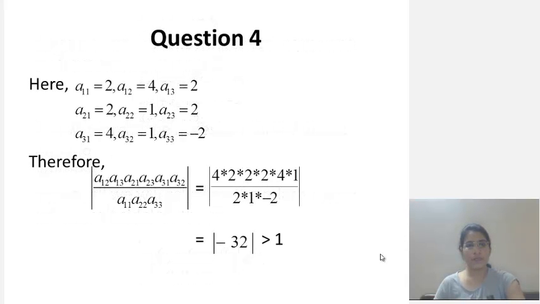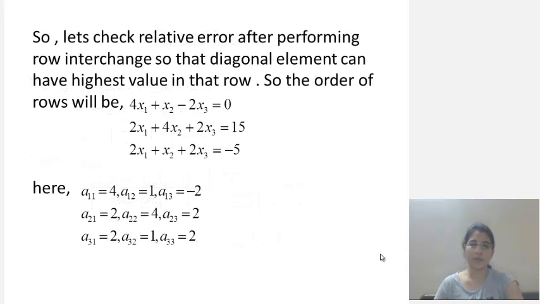Here a11 equal to 2, a12 equal to 4, a13 equal to 2, a21 equal to 2, a22 equal to 1, a23 equal to 2, a31 equal to 4, a32 equal to 1, and a33 equal to minus 2. Therefore, the relative error can be calculated as 32, which is greater than 1. Hence, using the same sequence of equations given in the question, the relative error is greater than 1. It means we are diverging from the correct answer.